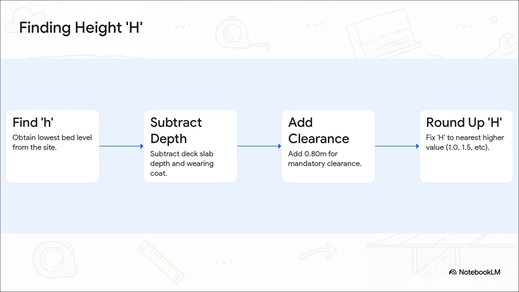And you have to be highly specific here. It's 75 millimeters if you're pouring a cement concrete wearing course, or 56 millimeters for a bituminous one. Step 3, add back that mandatory 0.8 meters for clearance we just saw. And finally, step 4, don't just use whatever raw decimal your calculator spits out. You actually have to round that number up to the nearest fixed H value, like 1.0, 1.5, or 2.0 meters.